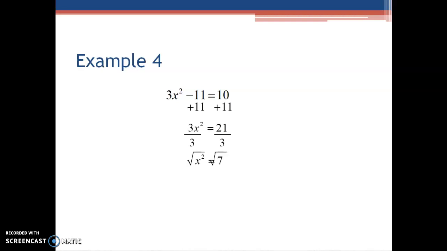So taking the square root of both sides, we end up with x equals plus or minus the square root of 7. You want to double check and make sure that the radical is in simplest form. In this case, 7 does not have any factors that are perfect squares, so we can just leave it as the square root of 7. So x is equal to plus or minus the square root of 7.